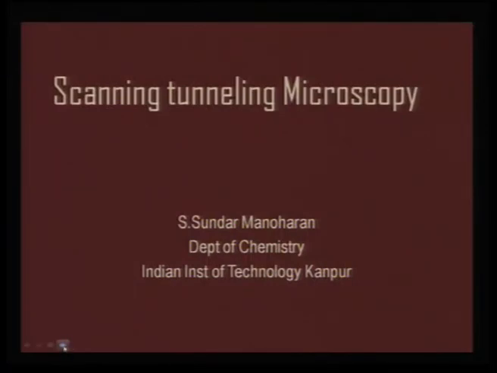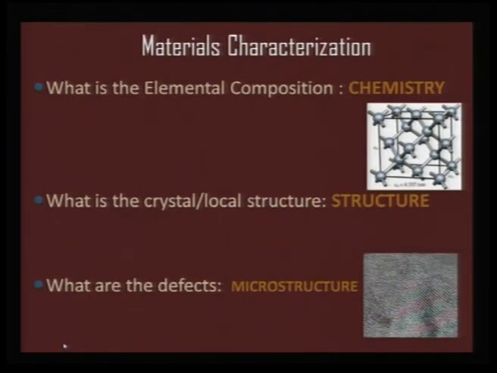Just to recap on what we have seen already, in materials characterization we basically look at chemistry related tools to evaluate the elemental composition. Titrations are the best chemistry approaches to ascertain whether we are making the right type of material or not. But when we come to the structure, we look at X-ray diffraction as a major tool, both for those working with molecules and those working on solids. They heavily rely on X-ray diffraction.